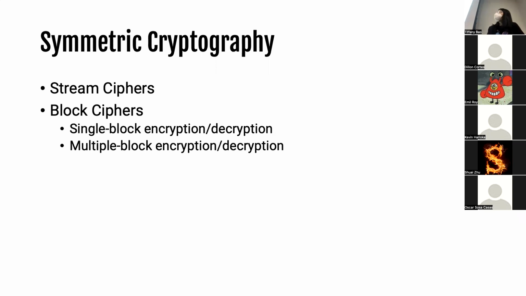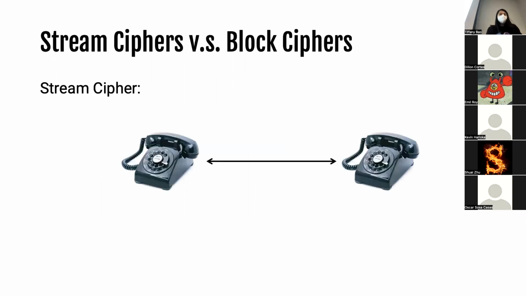For symmetric cryptography, we can also divide it into two smaller classes. One is called stream cipher, and the other is called block ciphers. We're going to start with stream ciphers today, and if we still have some time, we'll also talk about block ciphers a little bit. Okay, so the first thing you might want to ask is, since now we talk about block cipher and stream cipher, what are the differences?